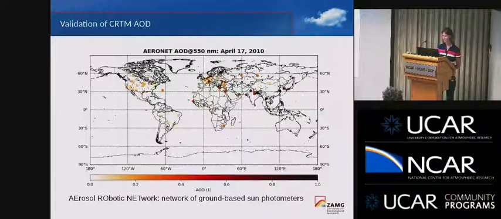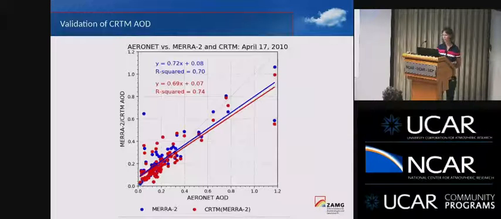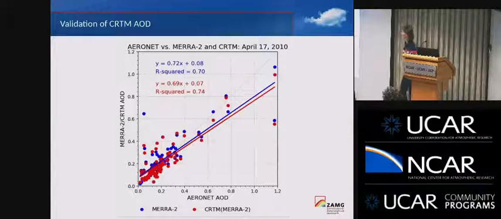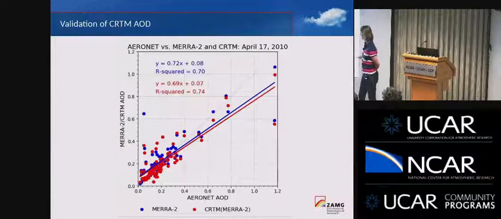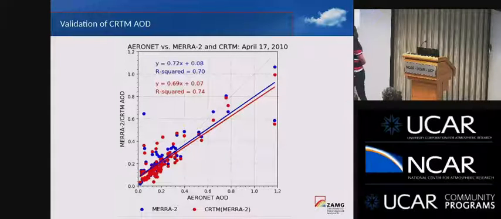But nevertheless, we try to find out which is more reliable. And this is what we get. If we just plot AOD from AERONET data on the x-axis and MERRA and CRTM data, AOD on the y-axis, the blue dots are MERRA, the red dots are CRTM. You see that MERRA is at least closer to the AERONET truth. It has a bit higher correlation than CRTM.